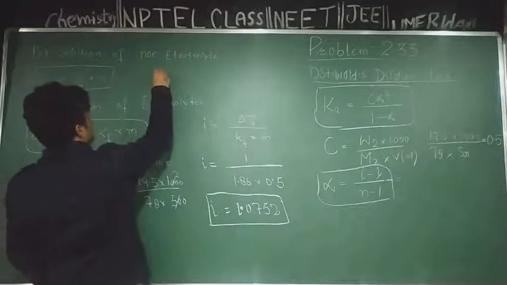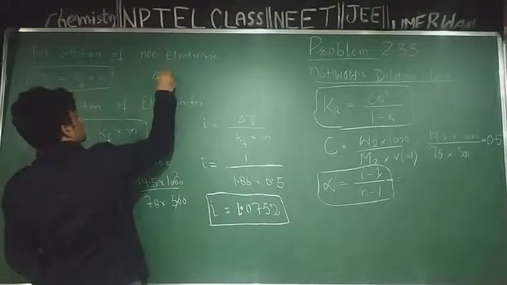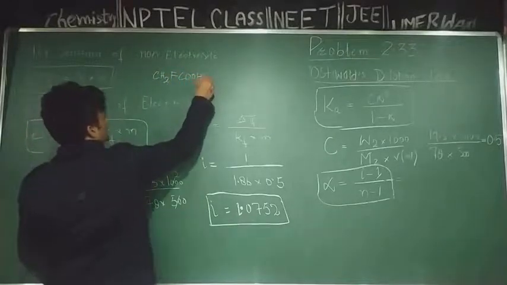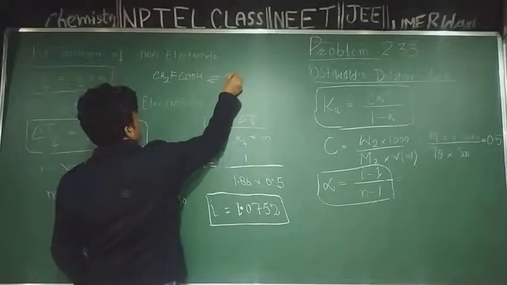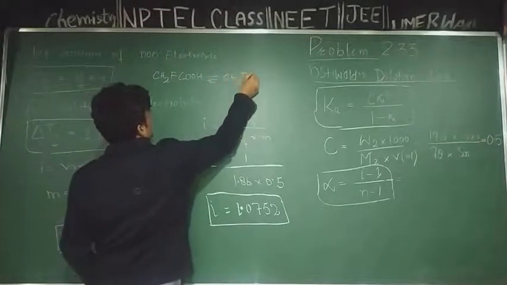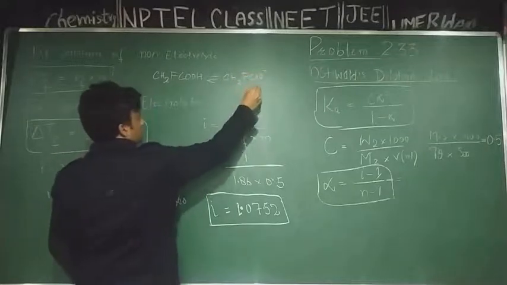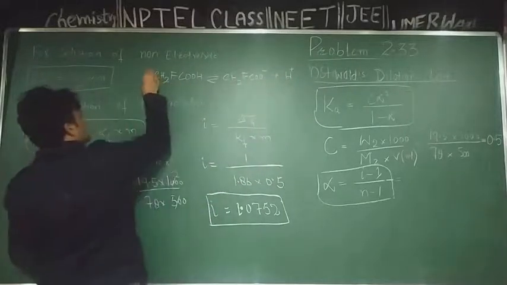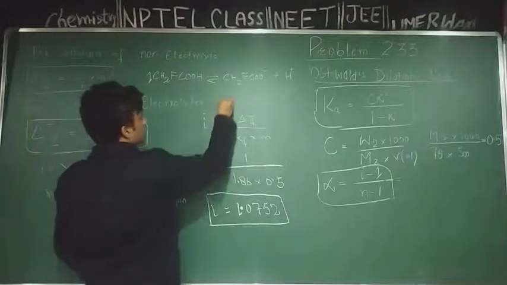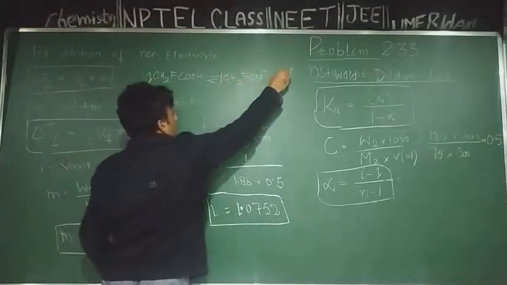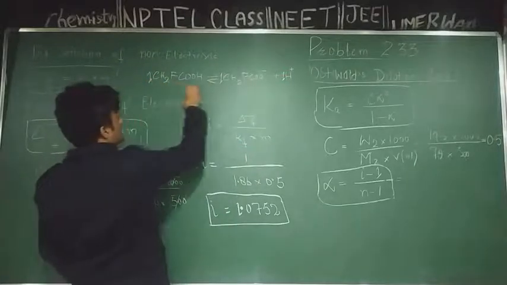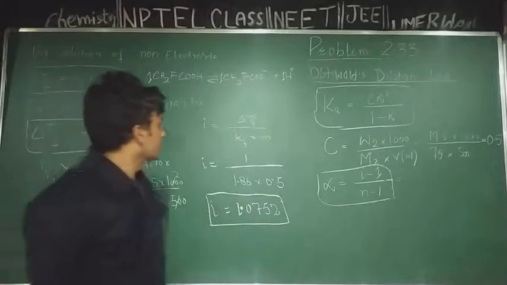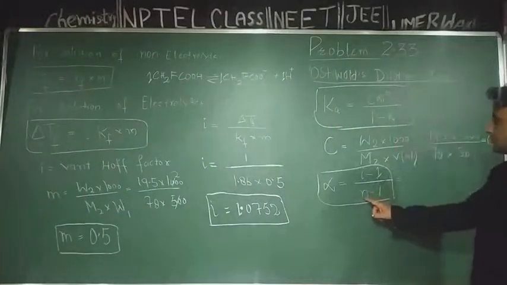And where from will I get n? I will consider its dissociation. CH2FCOOH, fluoroacetic acid, undergoes dissociation like this. It will give CH2FCOO negative plus H positive. Now one mole of fluoroacetic acid in water furnishes 2 moles of ions, or I can say one particle of fluoroacetic acid in water undergoes dissociation and forms 2 particles in solution. So n here is 2.